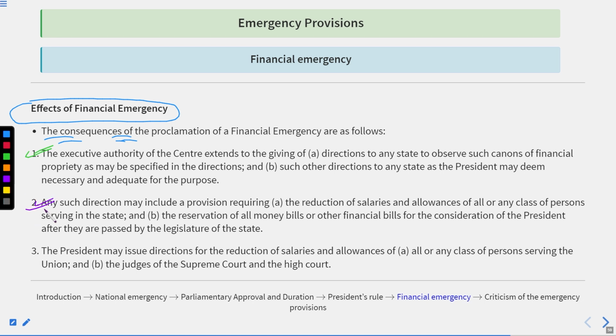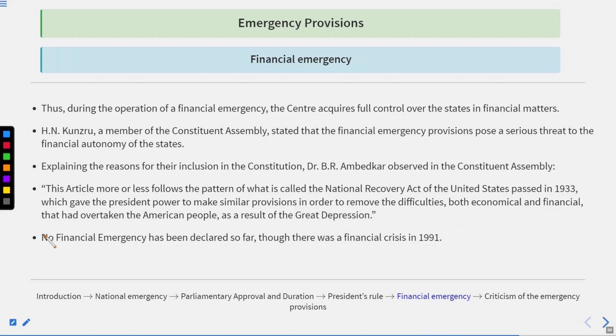Any such direction may include a provision requiring the reduction of salaries and allowances of all or any class of persons serving in the state, and reservation of all money bills or other financial bills for the consideration of the President after they are passed by the legislature of the state. Third, the President may issue directions for the reduction of salaries and allowances of all or any class of persons serving the Union and the judges of the Supreme Court and the High Court if deemed necessary.